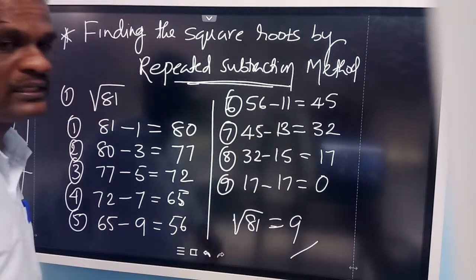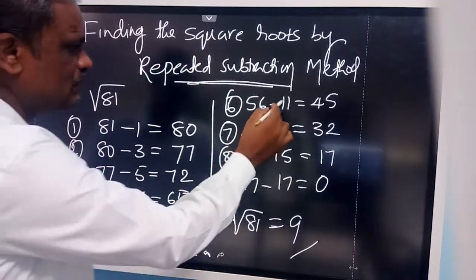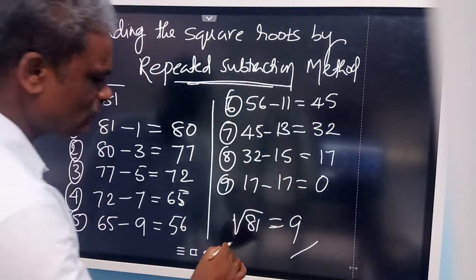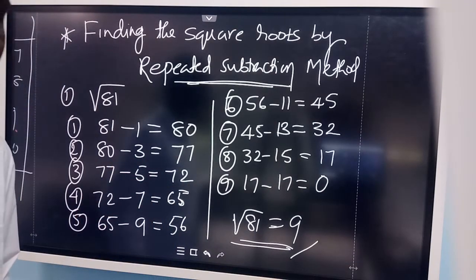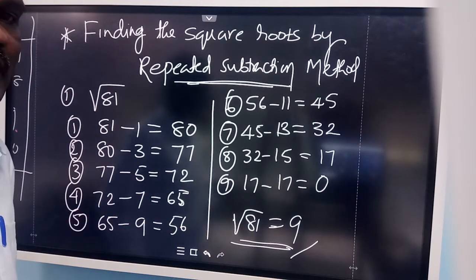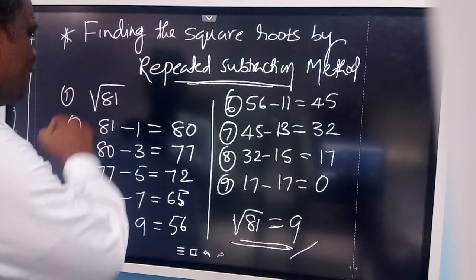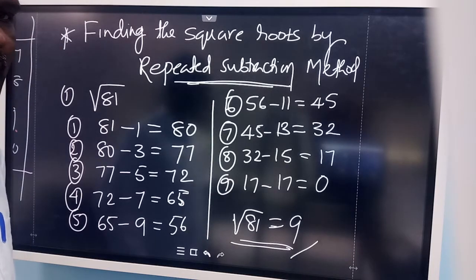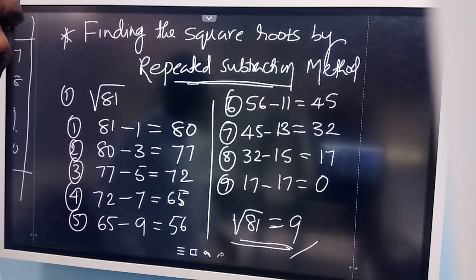So how many odd numbers did you subtract? You see here 1, 2, 3, 4, 5, 6, 7, 8, 9. 9 odd numbers you subtracted here. Therefore, the square root of 81 is 9. This method is called the repeated subtraction method. We are subtracting the odd numbers from the given number. When you get 0, the number of times you subtracted will be the square root of that given number.